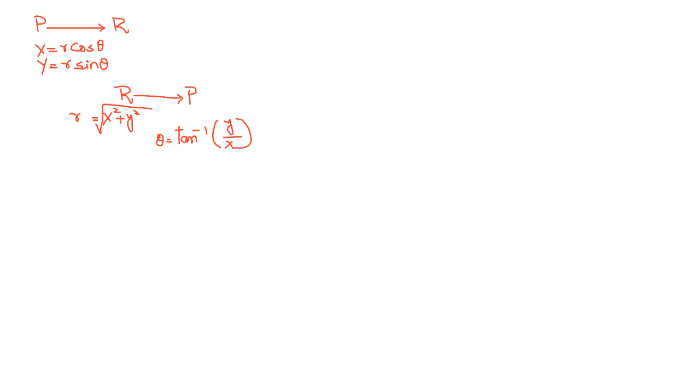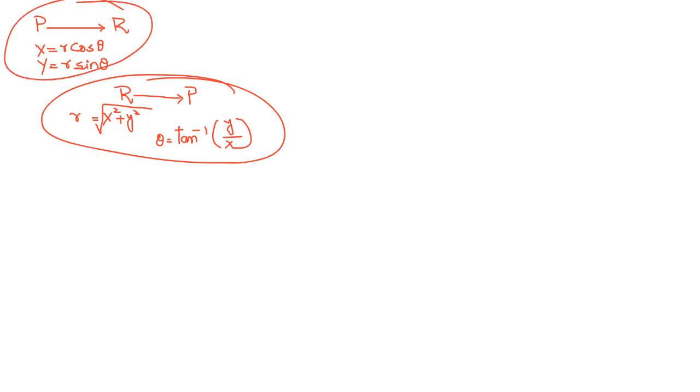From these values you can represent the polar coordinates. For a question, you have to see which coordinates are given. If rectangular coordinates are given, you have to use this one. If polar coordinates are given, you have to use this one. This is very important. Now come to the example.